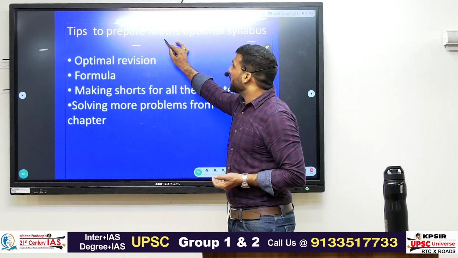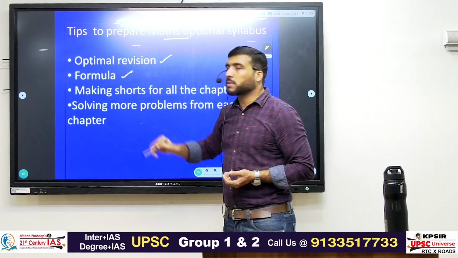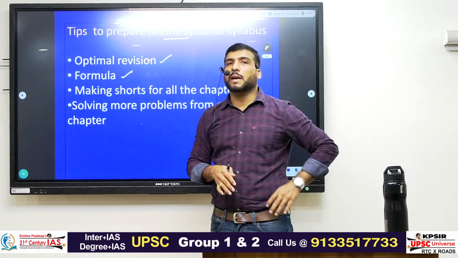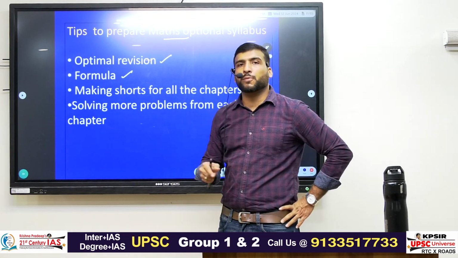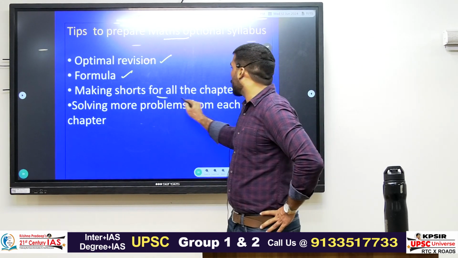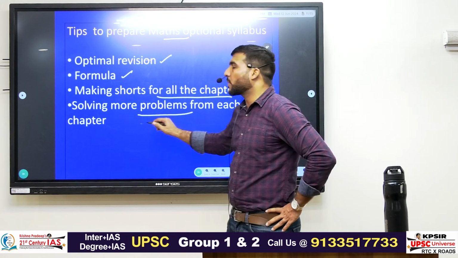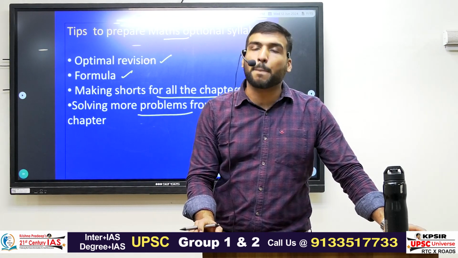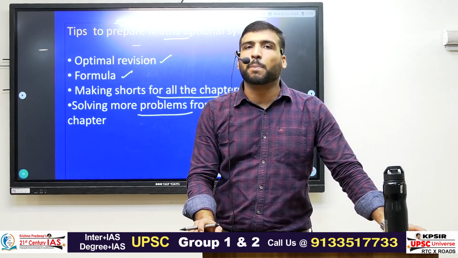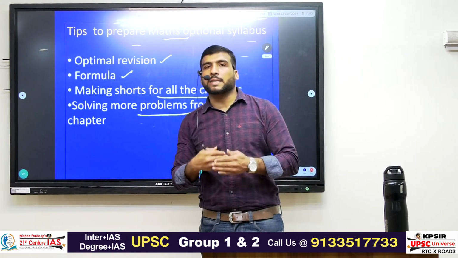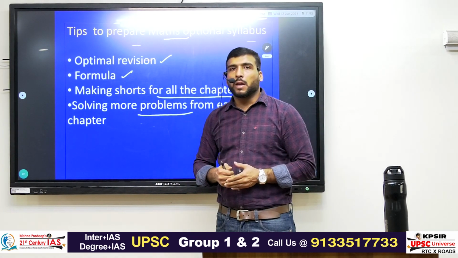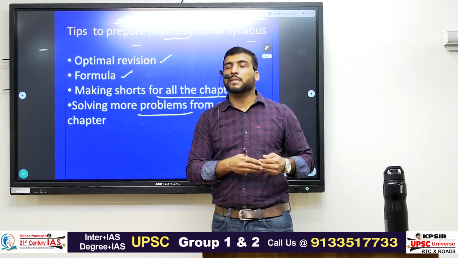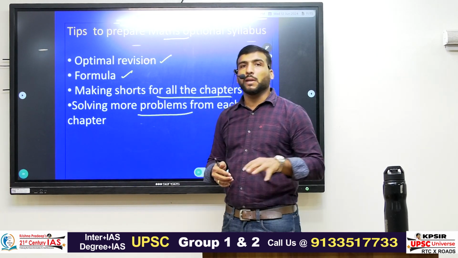So what are the tips? Optimal revision of formulas: you have to prepare a formula sheet for the 2 papers. Each and every chapter has basic formulas, which is more than enough to get good marks. Make short notes for all the chapters and solve more problems from each chapter. For example, we are going to provide you around 50 questions from each chapter apart from the class notes, which is more than enough for regular practice. It is a strength for you to get command over the subject. If you practice multiple times, for example 50 questions from each chapter, it is more than enough to get command over maths optional.